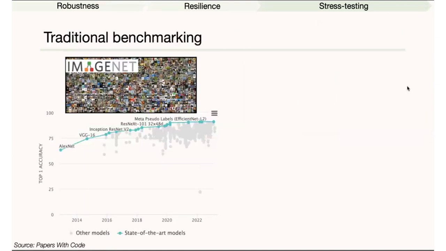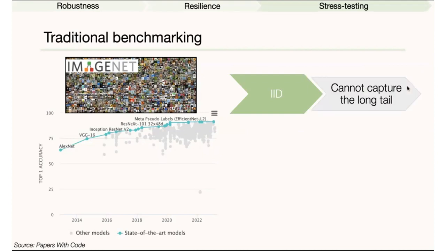The traditional paradigm for this has been collecting a large data set like ImageNet and tracking performance on its test set over time. If that's going up, then we kind of call it a day and say that our models are getting better. But there are some fundamental limitations with this approach. For one, the test set is IID, so it's independent and identically distributed to the training set. So it's also going to be long-tailed like the training set, and you're not actually going to capture the long tail because you're going to have a long tail within your test set.